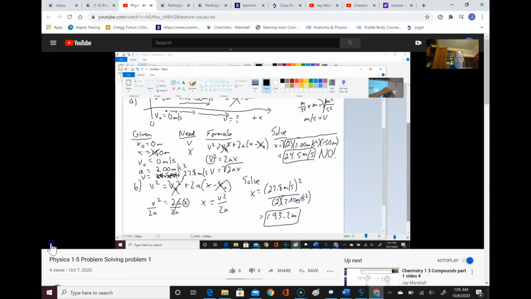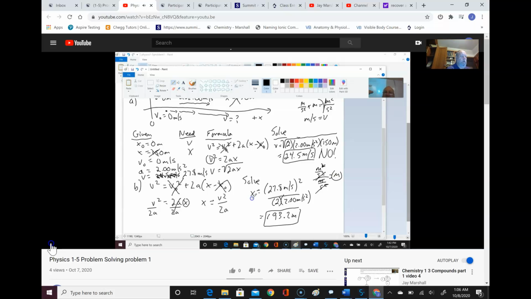Okay, this is where we're at, and let me just show you about the units again. If I square meters per second, I'm going to end up with meters squared per second squared, right? And then I'm going to divide by meters per second squared. The second squares are going to cancel out, and one meter is going to cancel out, and that's going to leave me with meters, which is what I want. That's my distance.